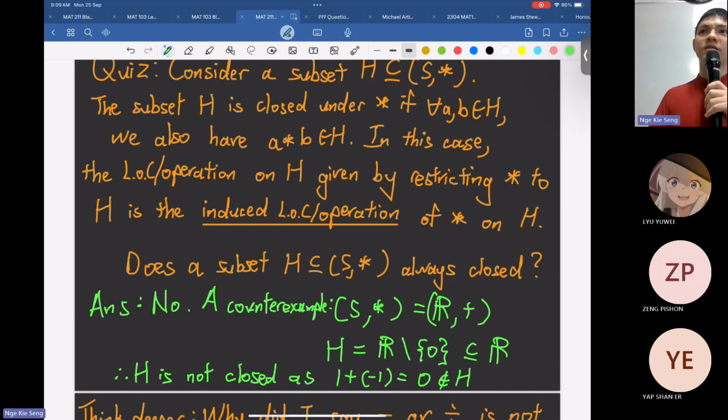Please take note of this: you don't always get a closed subset. If it is not closed, then it is not meaningful. So the idea of closure is also very important in analysis, where you take the limit. But in algebra we are closed under operation, and in analysis they want to be closed under taking limits.